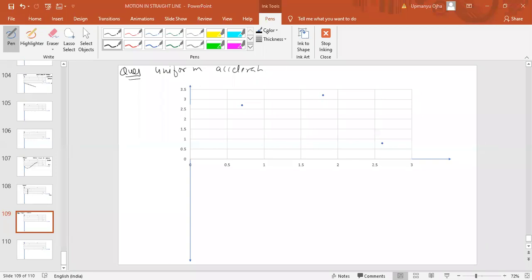See, this is an acceleration versus time graph. So the first graph I'm drawing till 1 second. This is the first graph. Second graph, in this only I'm drawing the graph. Third graph, and this is the fourth graph.